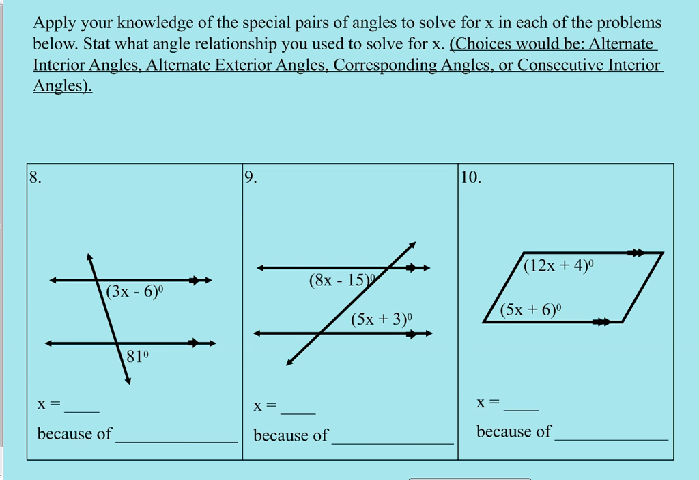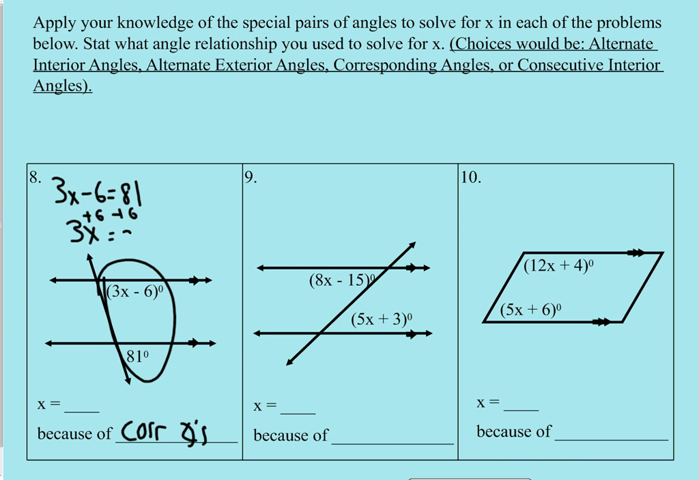Number 8, they are corresponding. They are both below the line that is parallel and on the right side of the transversal. So they are going to be congruent to each other by corresponding angles. So if I add 6, that's 87. So that's going to be 29. Number 9, these two are going to be equal to each other because of alternate interior angles.